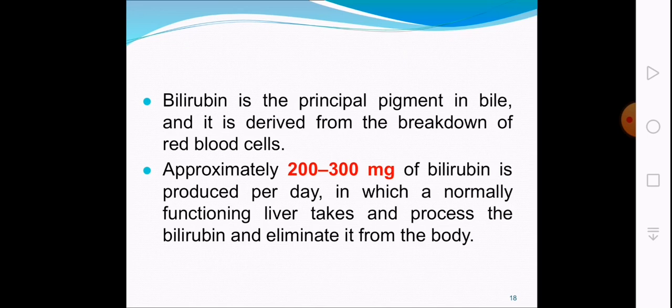Approximately 200 up to 300 milligram of bilirubin is produced per day, in which a normally functioning liver takes and processes the bilirubin and eliminate it from the body. يعني في كل يوم بنلقى انه عندنا 200 ل 300 ملغ من البيليروبين اللي هو ده responsible for the pigment of the bile بتتكون في اليوم. بعد ذاك الليفر لما تكون healthy normally and healthy بيكون بتعمل لها عمليه بتاعت processing للبيليروبين وبيحصل لها عمليه بتاعت elimination outside.